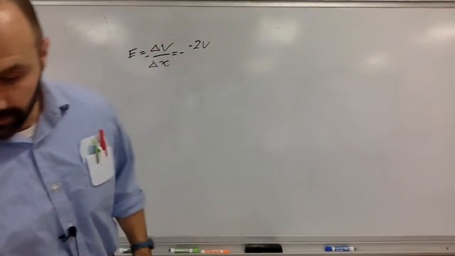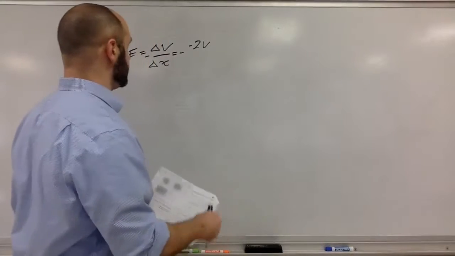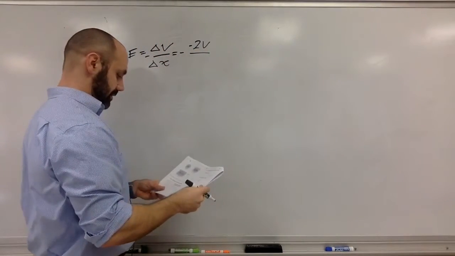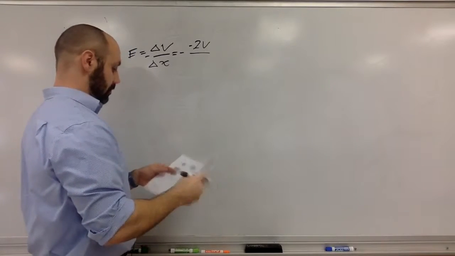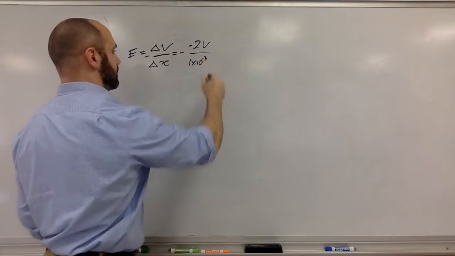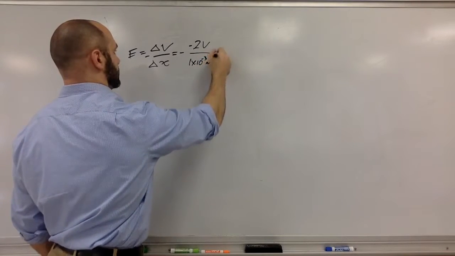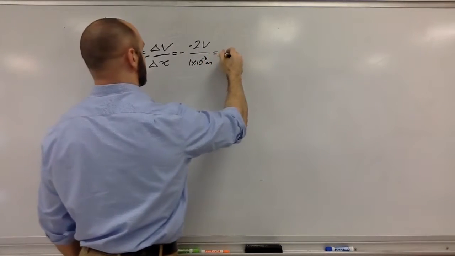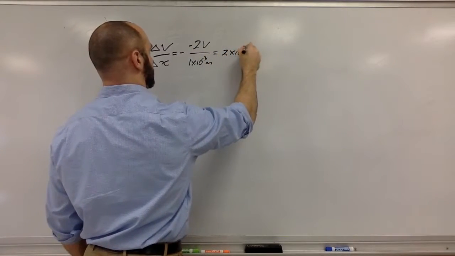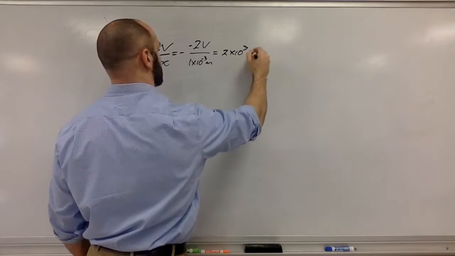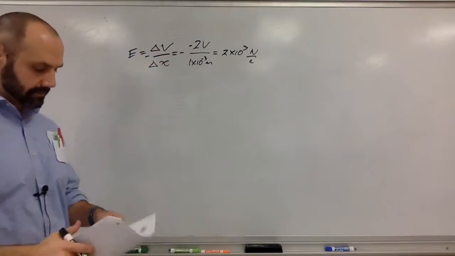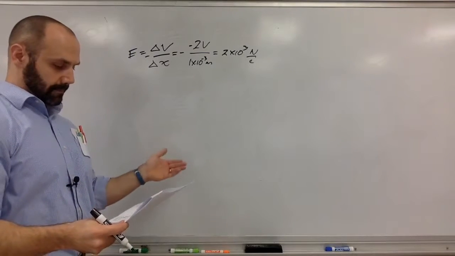Okay, so with this problem, because it's a uniform field, delta V is negative 2 volts over, and this is 1 millimeter, so that's 1 times 10 to the negative 3. And so this ends up being, negatives cancel out, 2 times 10 to the third newtons per coulomb, or again, volts per meter. Something like that.